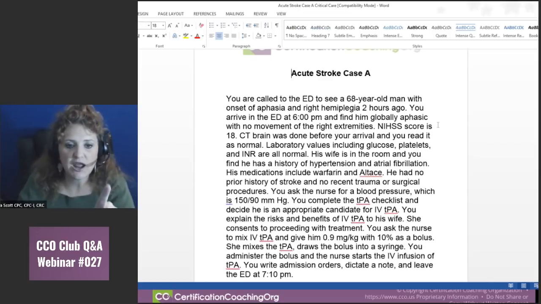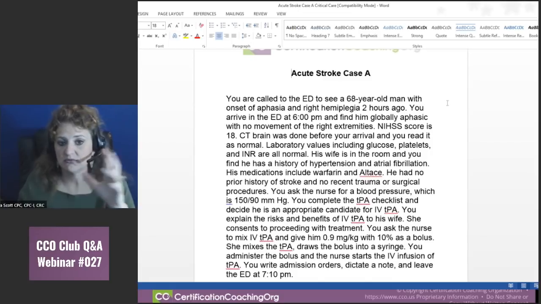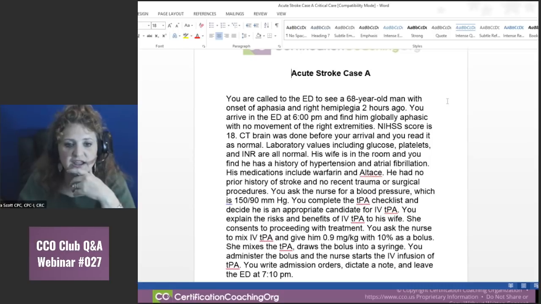We start out, it's an ER patient. So it says you're called to the ER. It's a 68-year-old man with onset of aphasia and right hemiplegia 2 hours ago. So again, stroke, right? This is a stroke case. That's what you're thinking of. So they tell you, you arrive at 6 o'clock, okay? Now, keywords, globally aphasic, no movement of the right extremities.